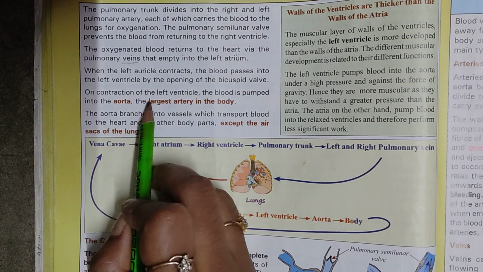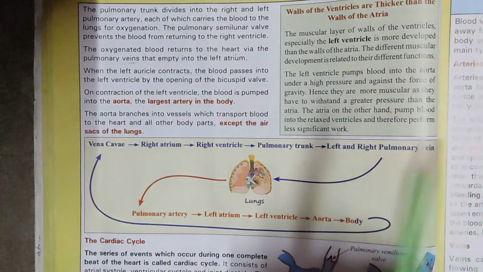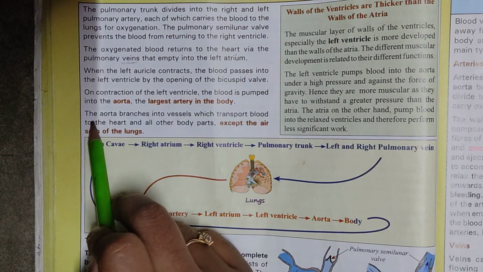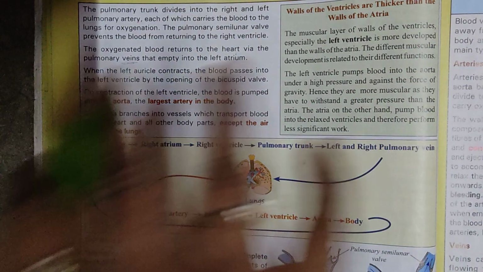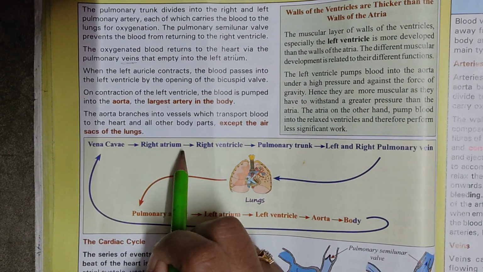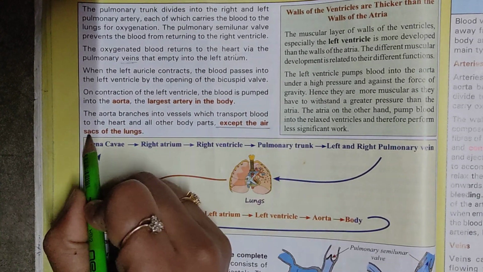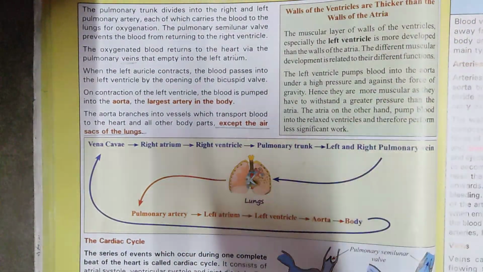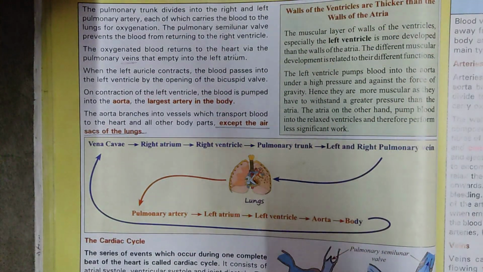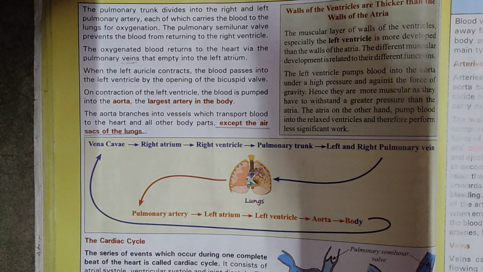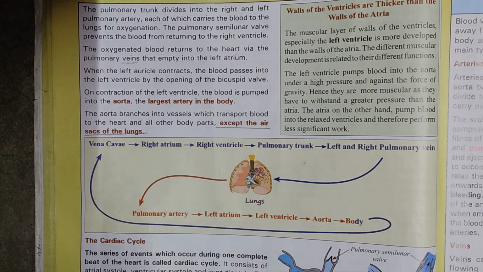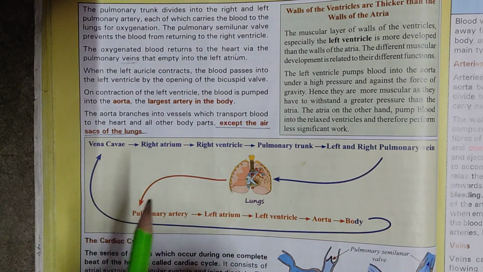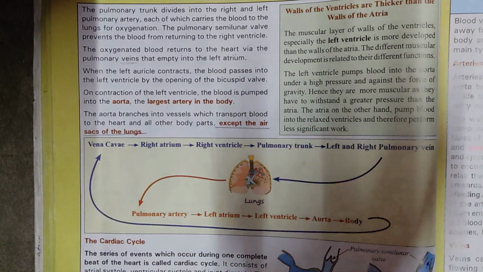Okay, now when the left ventricle is full of blood, it contracts and the blood is pumped into the aorta, the largest artery in the body, and the aorta will branch into vessels which will transport the blood throughout the body, except which place? Except the air sacs of the lung. That means the lungs do not require oxygenated blood. Why is it so? Because the lung alveoli directly get the oxygen from the air itself, so they do not require any blood. So to each and every part of the body, oxygenated blood will reach, except the air sacs of the lungs.